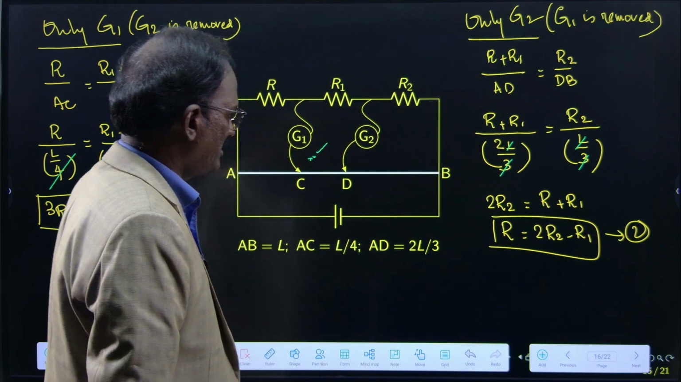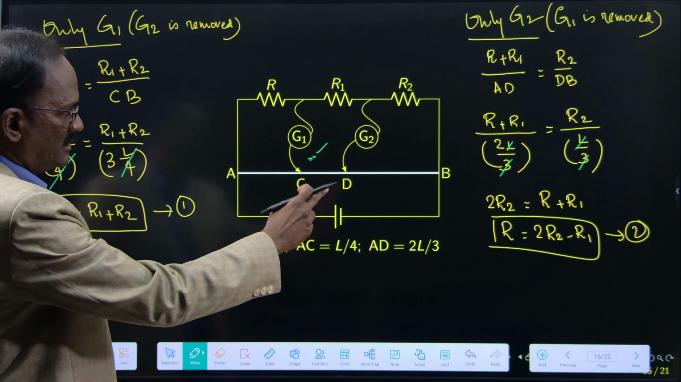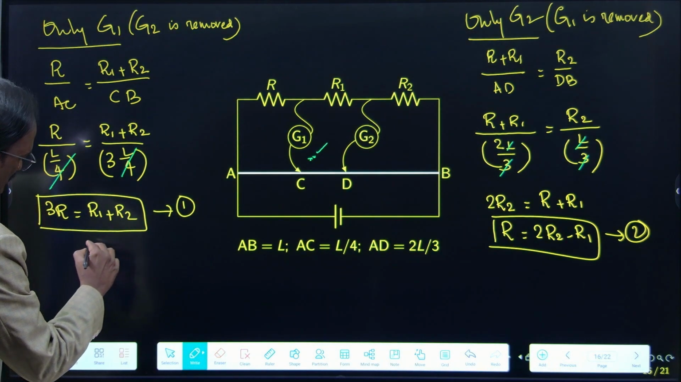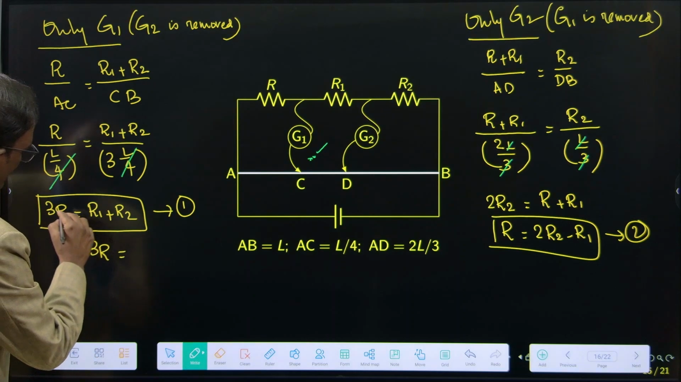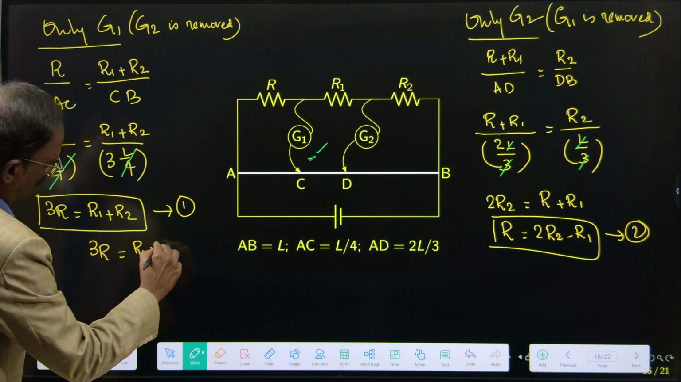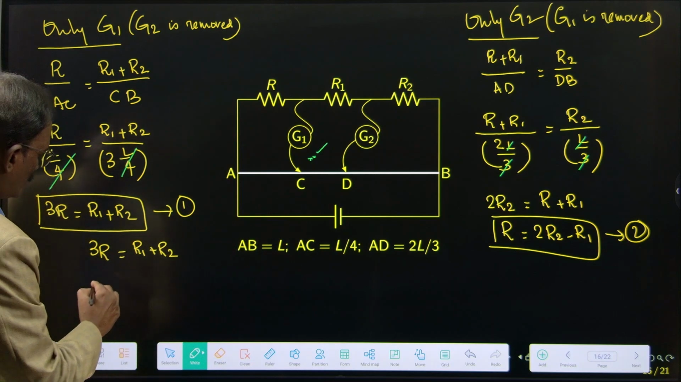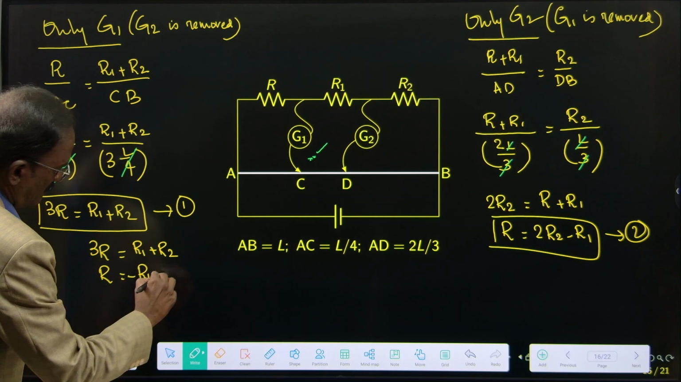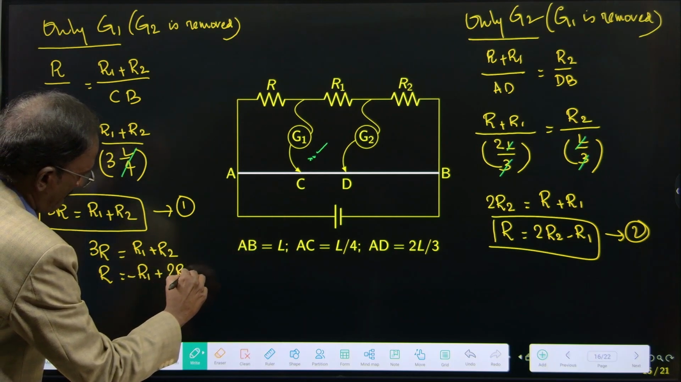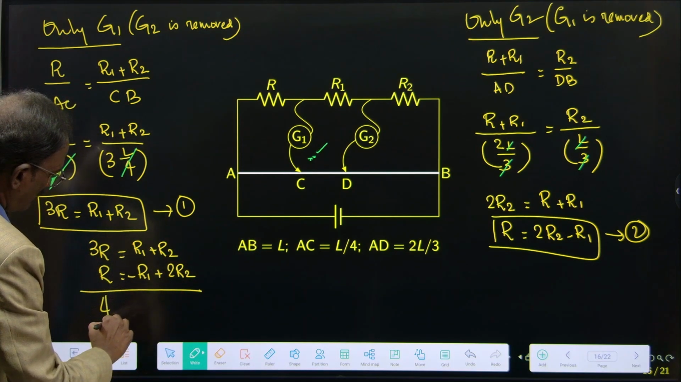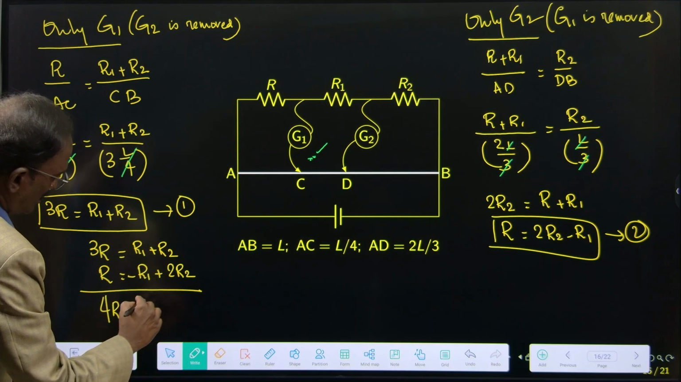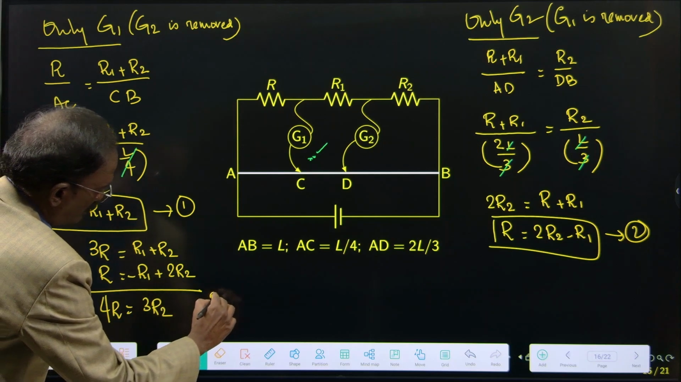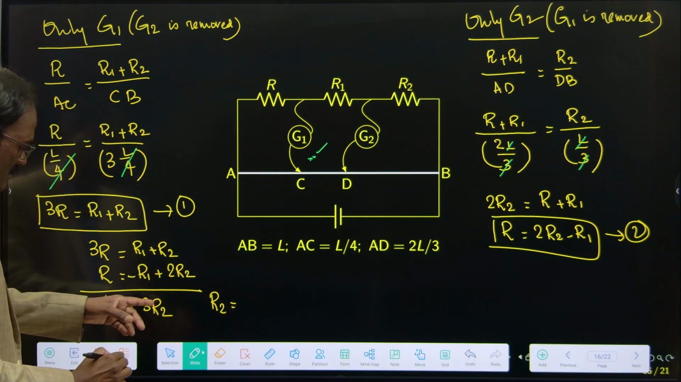One of the values first we will remove. This is R1 plus R2, this is 2R2 minus R1, right? Minus R1 is available. Let us remove R1 first. So using equation 1, I am writing 3R is equal to R1 plus R2. Then R is equal to minus R1, first I am writing here, plus 2R2. So this is 4R is equal to R1 and R2, R1 and R1 are cancelled, this is 3R2. From here R2 is equal to 4 by 3R.